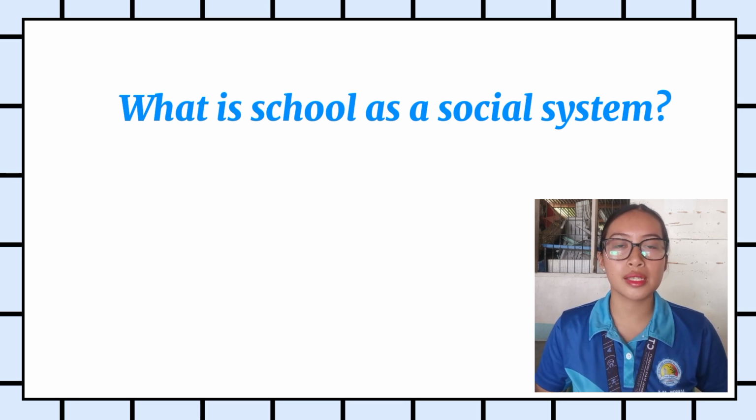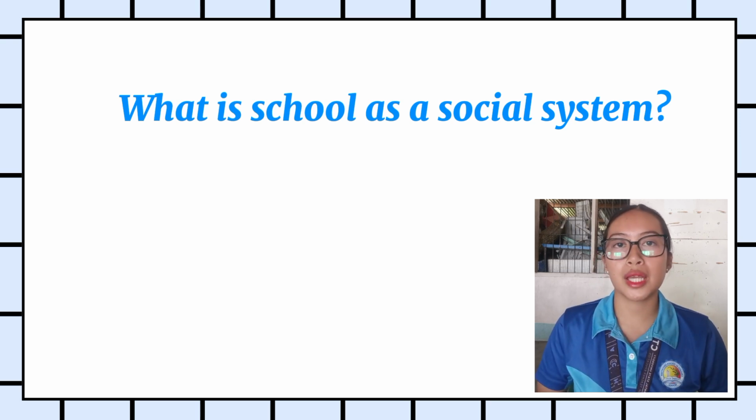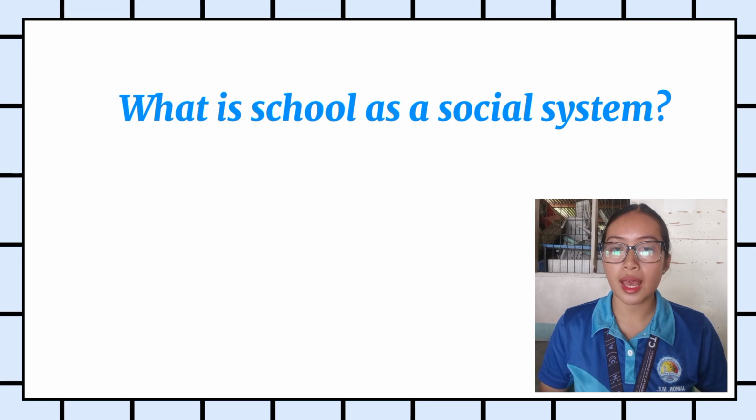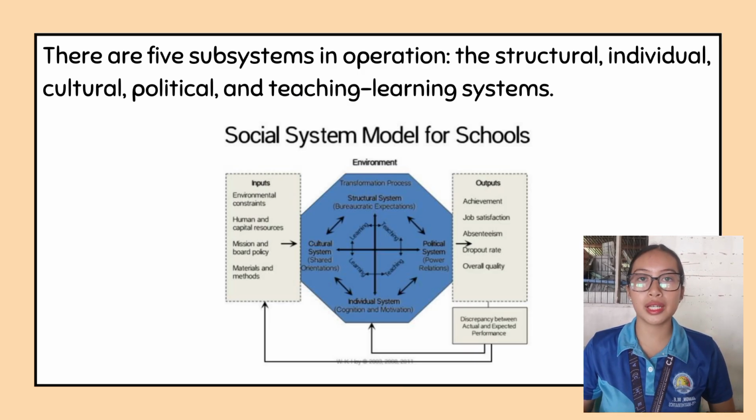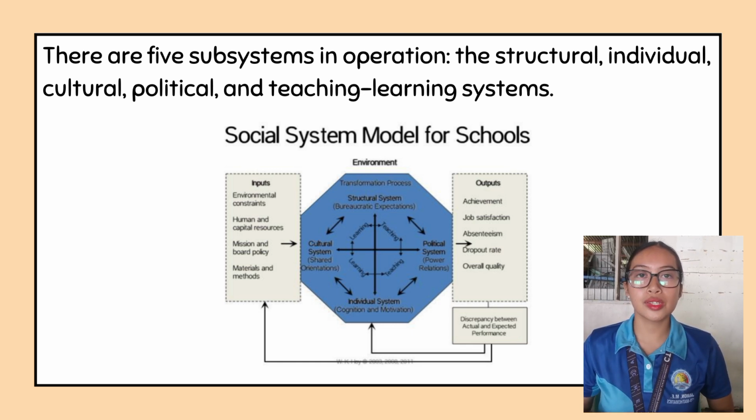A school as a social system is an organized structure where individuals, the students, teachers, administrators interact based on shared goals, rules, and roles. It functions like a community, shaping behavior, knowledge, and values through structured relationships and communication. The school social system has five basic internal element structure: individuals, culture, politics, and teaching and learning core. These critical elements of the systems and their interactions determine behavior in the school as well as the quality of outputs. In other words, there are five subsystems in operation: the structural, individual, cultural, political, and teaching learning system.